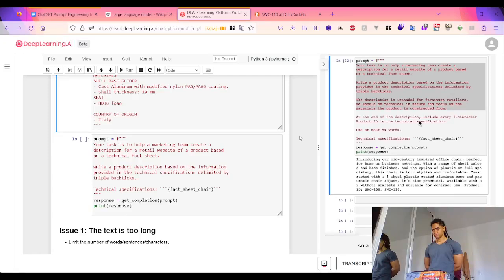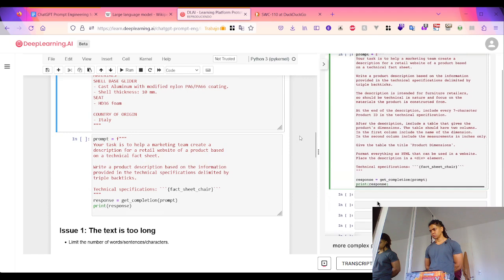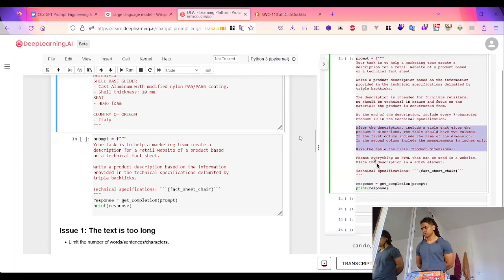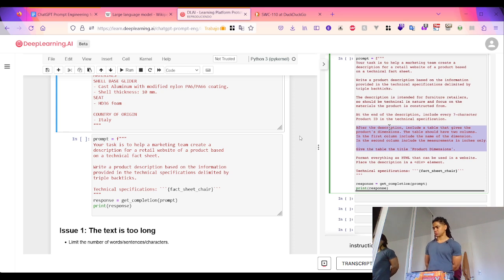And so a lot of the successful prompts that you may see used in various programs arrived at through an iterative process like this. Just for fun, let me show you an example of an even more complex prompt that might give you a sense of what ChatGPT can do, which is I've just added a few extra instructions here. After the description, include a table that gives the product dimensions, and then format everything as HTML. So let's run that.